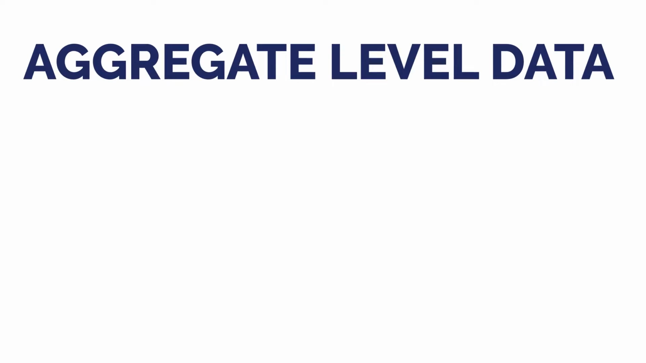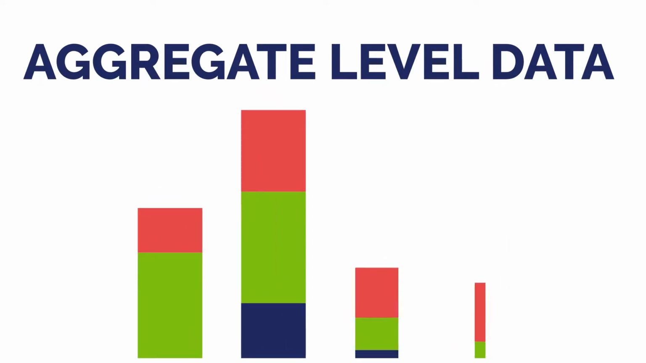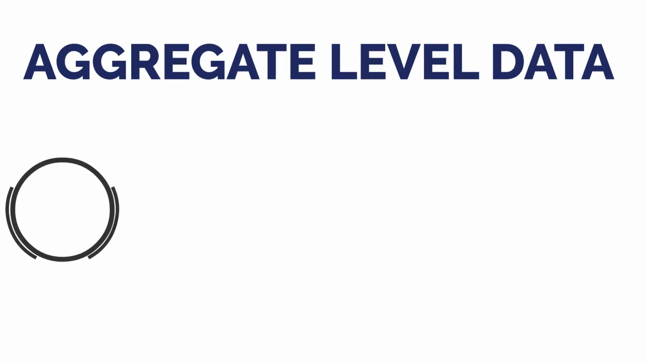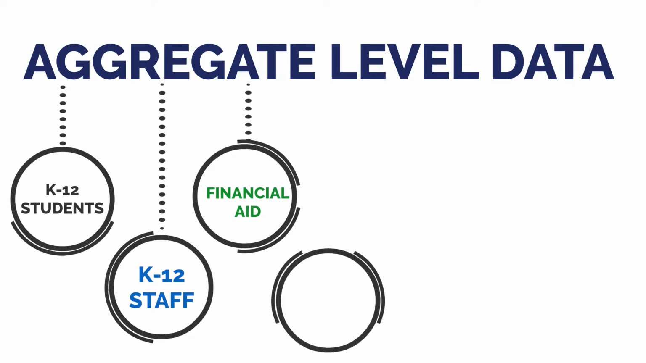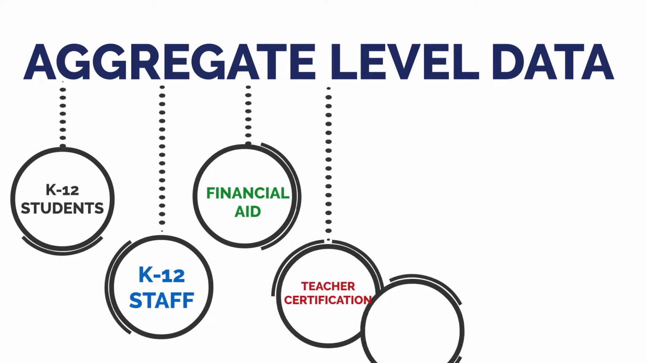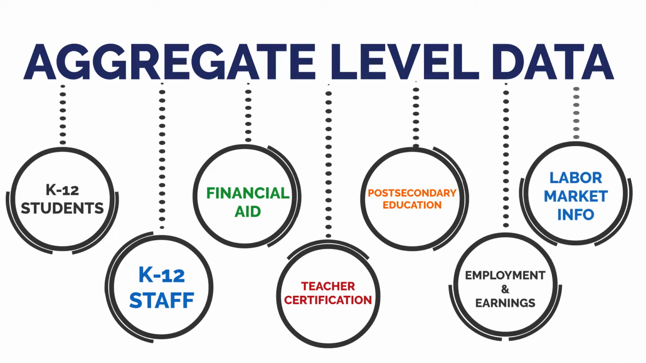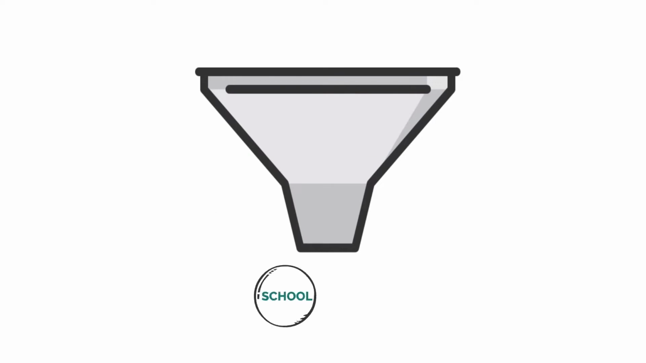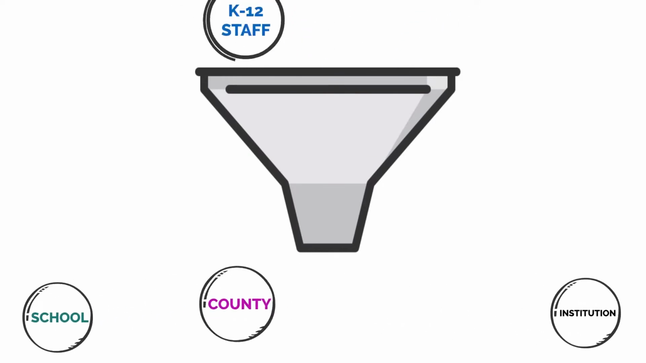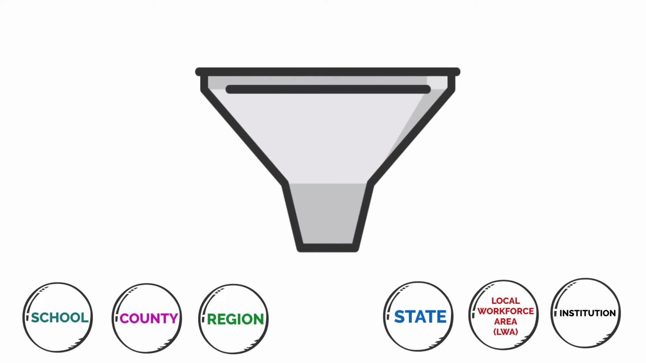Aggregate level data is a summary of different subgroups of data. You can request aggregate level data across data categories of K-12 students, K-12 staff, financial aid, teacher certification and licensure, post-secondary education, employment and earnings, and labor market information. You can also filter aggregate level data by school, institution, county, local workforce area, region, and state.